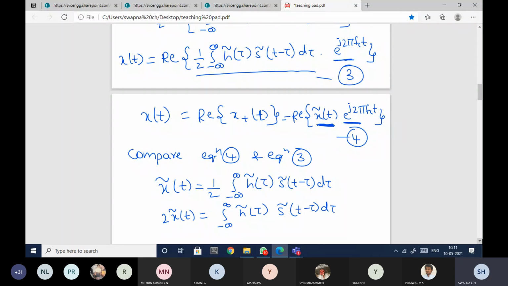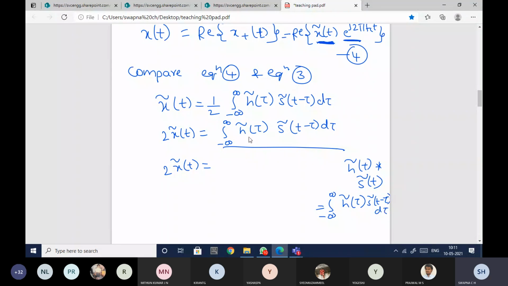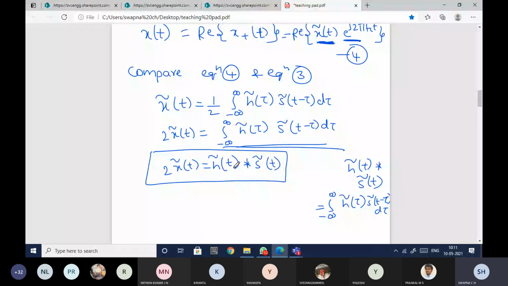If you observe, this is nothing but the expansion of convolution, right? h tilde of t is getting convolved with s tilde of t. Just write its integral: integral from minus infinity to plus infinity of h tilde of tau, s tilde of t minus tau, d tau. This entire thing I can write as h tilde of t convolved with s tilde of t. So in the time domain, I have got the relationship between x tilde of t, h tilde of t, and s tilde of t.